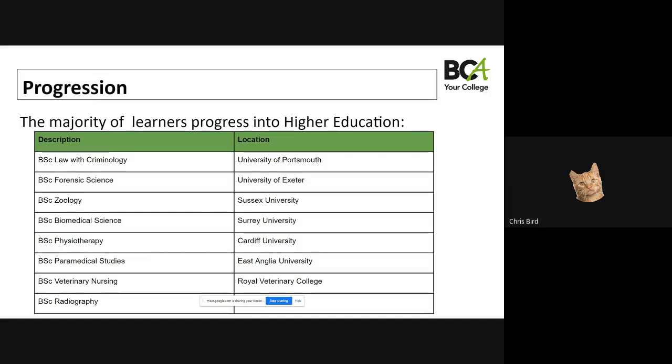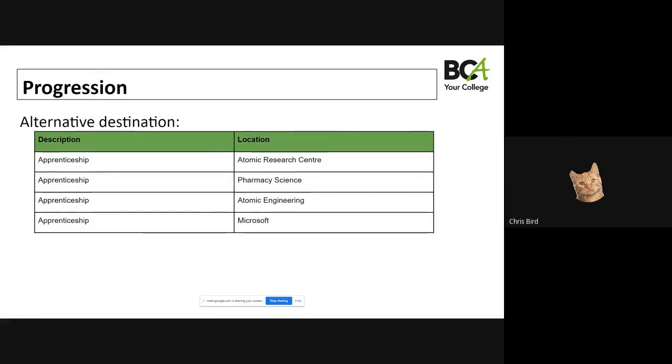But not all of our students go to university. We've had increasingly a number of students going to apprenticeships and traineeships. So these are some of the examples. We've had students go to the Atomic Research Centre. We've had some students go to Microsoft, and they've done a computer science traineeship. This year we have a student going to the RAF to do a thermodynamics apprenticeship. So increasingly we're finding students are finding those sort of traineeships and apprenticeships straight into industry as well.